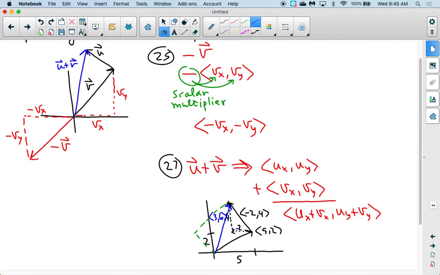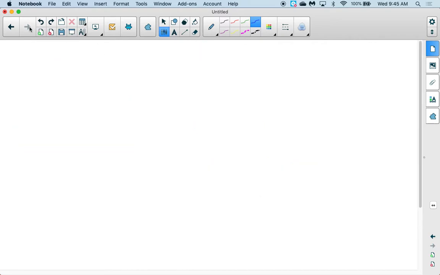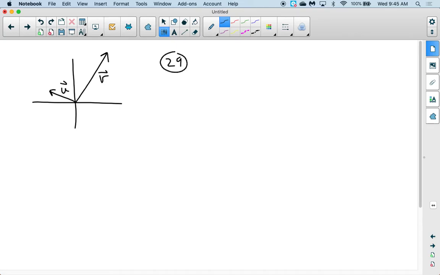All right. Well, let's look at a couple more here. Look at 29. I'm going to go ahead and copy those vectors back down again. So here's u. So this is v. Let's do a couple more of these. I think it's important to do a couple more examples. In particular, what about subtracting? What about subtracting u minus v?